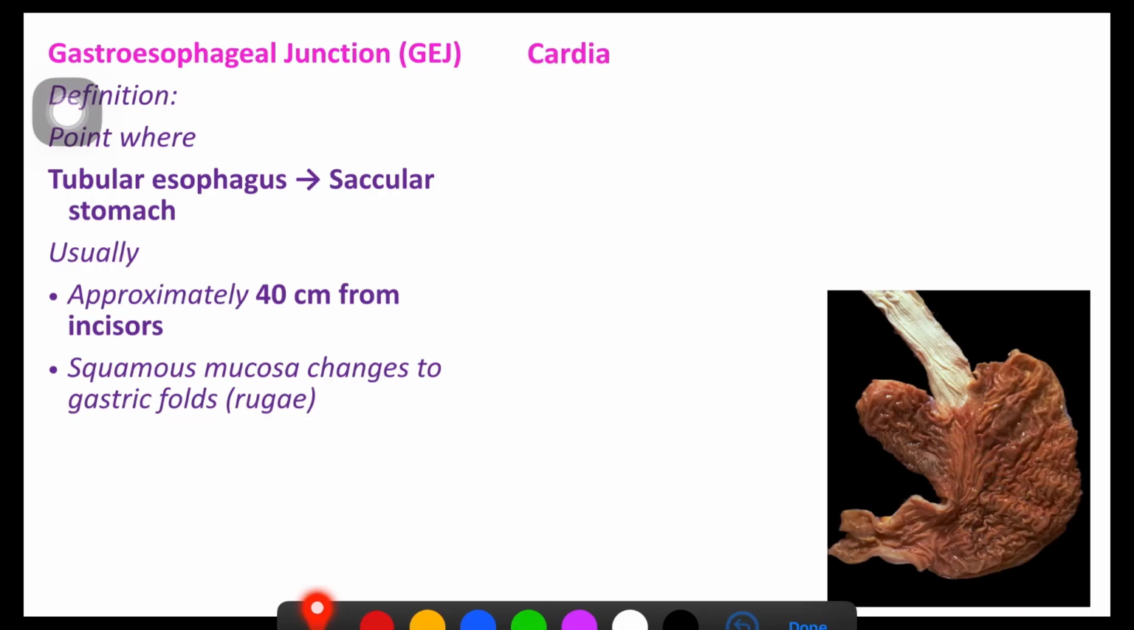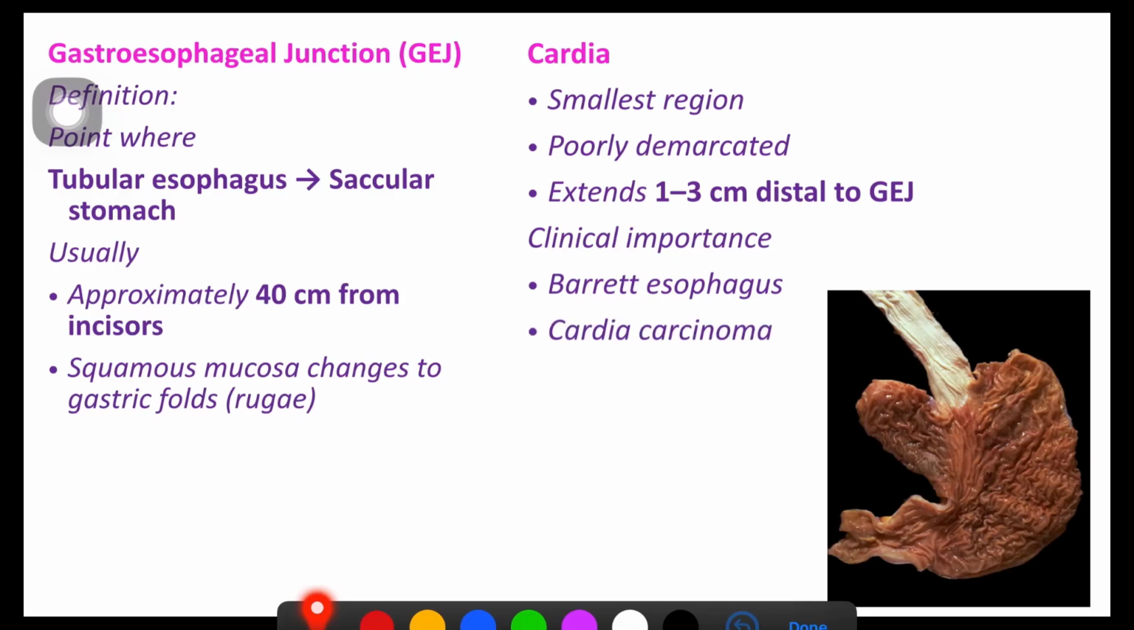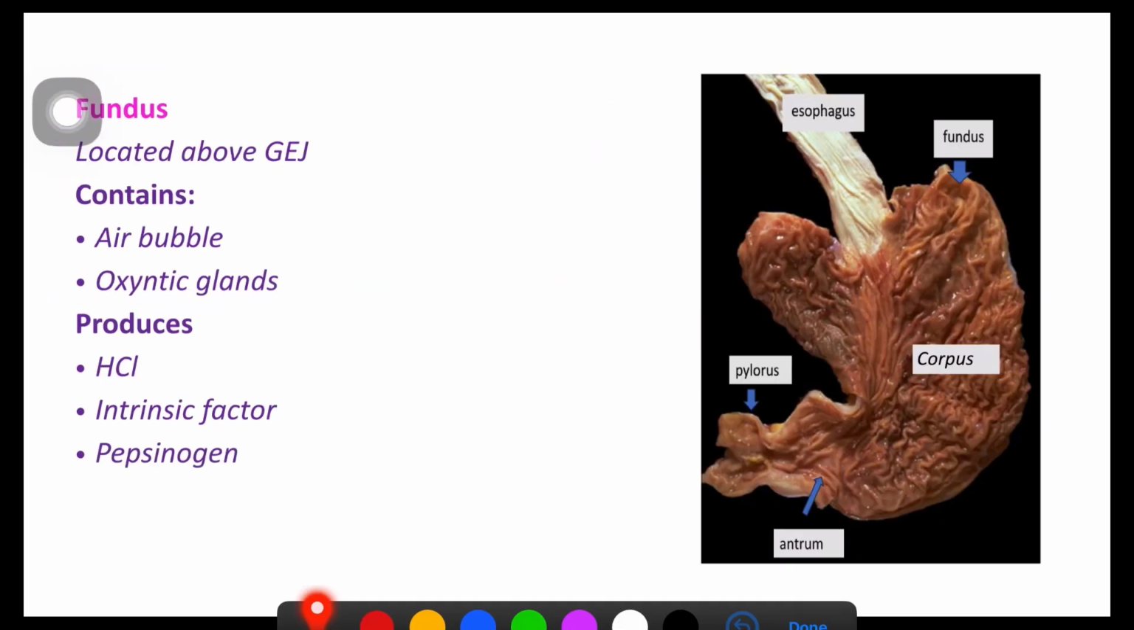Now the cardiac end is the smallest region, a poorly demarcated region, and extends 1 to 3 centimeters distal to the GE junction. And what is the clinical importance? Because this part is affected in Barrett's esophagus, cardiac carcinoma, and hiatal hernia.